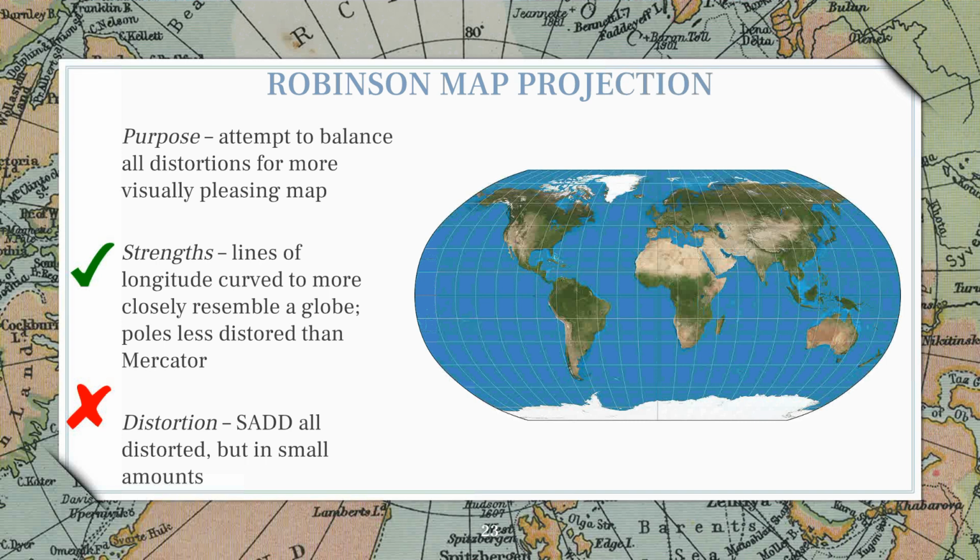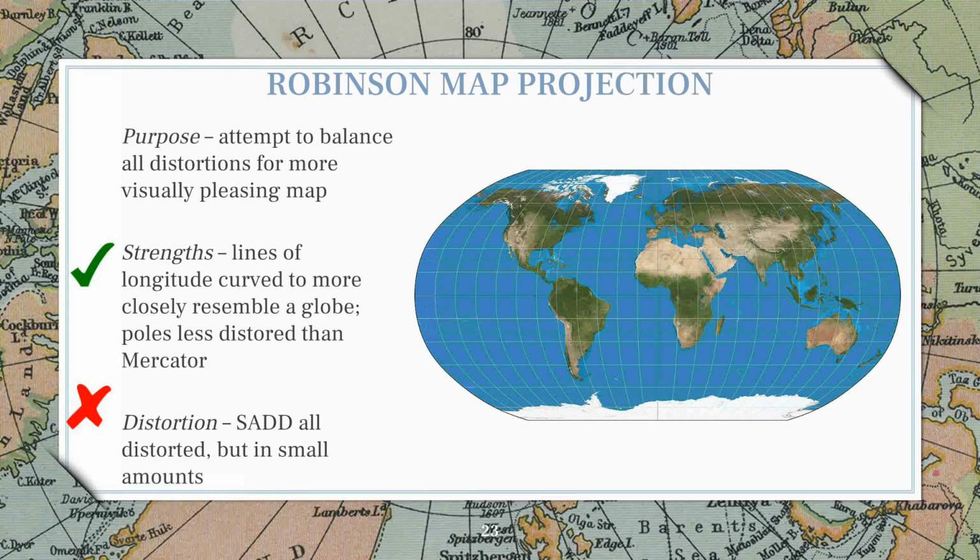If you want land mass, you're going to go with the Gall-Peters. If you want shape, or navigation, you're going to go with the Mercator. If you want a happy medium, you'll go with the Robinson, where it has a little bit of everything, but not correct in all places.